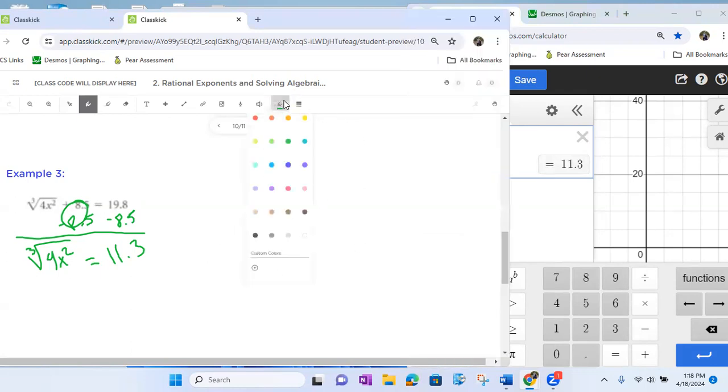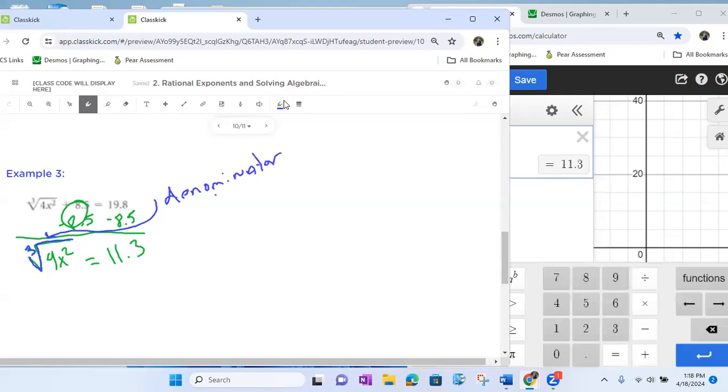Now, one of the things that you're going to remember, or hopefully remember, is that we have this cube root, and a cube root tells us what is in the denominator of the exponent. So I'm going to write 4x squared, and the denominator of this whole entire exponent is 3. If you remember, that is the same thing as 1/3 equals 11.3. So 4x squared to the 1/3. The 1/3 is the same thing as a cube root, and equals 11.3.